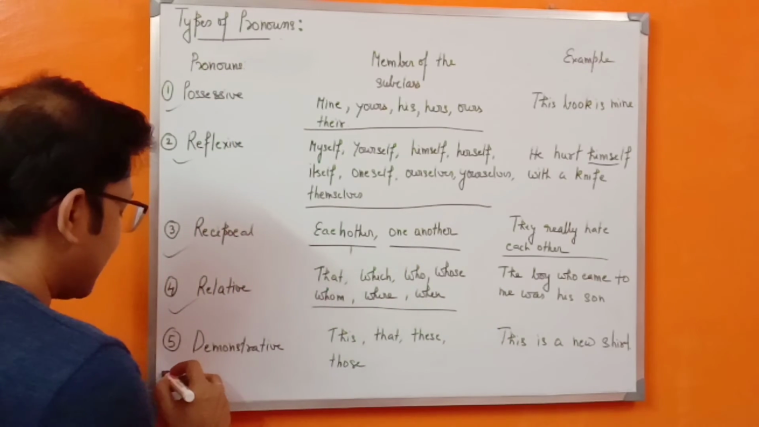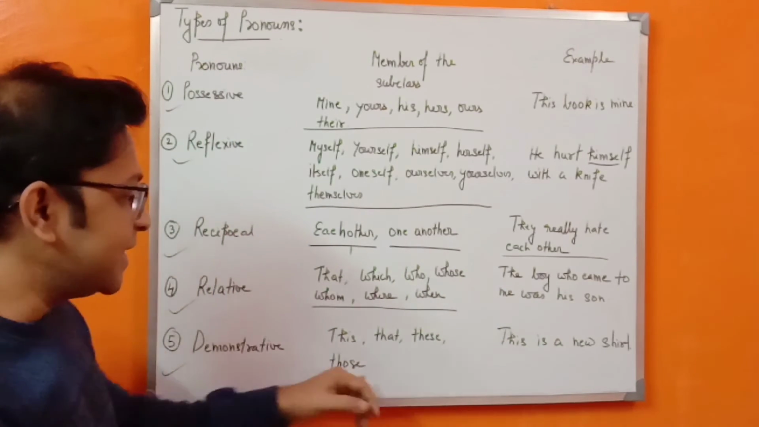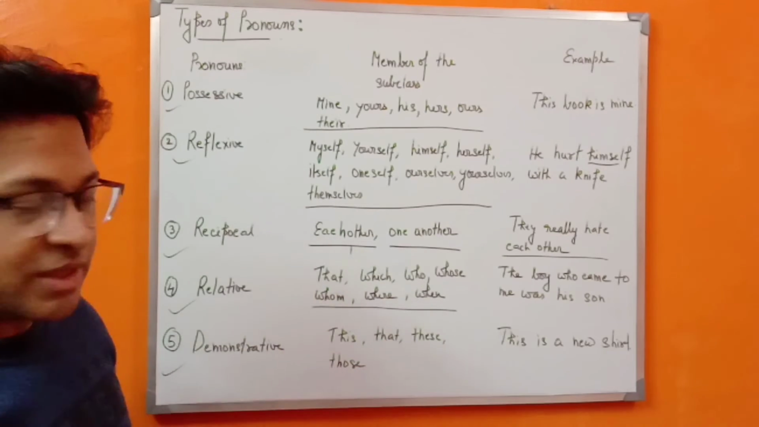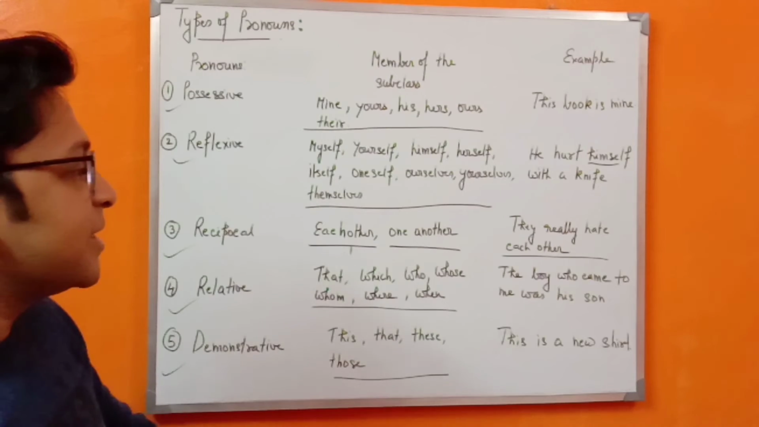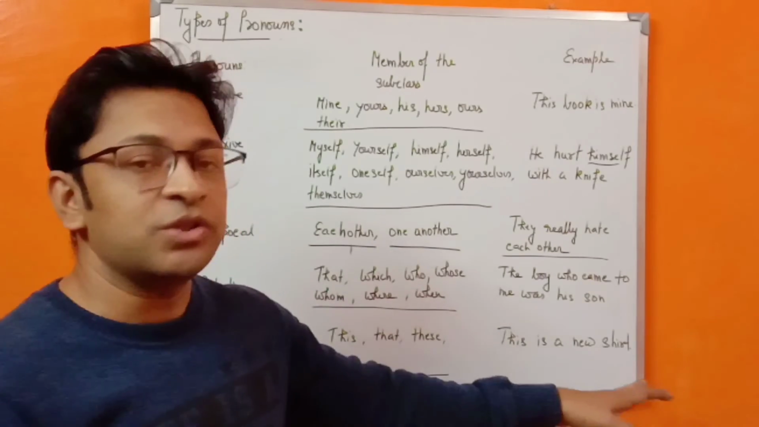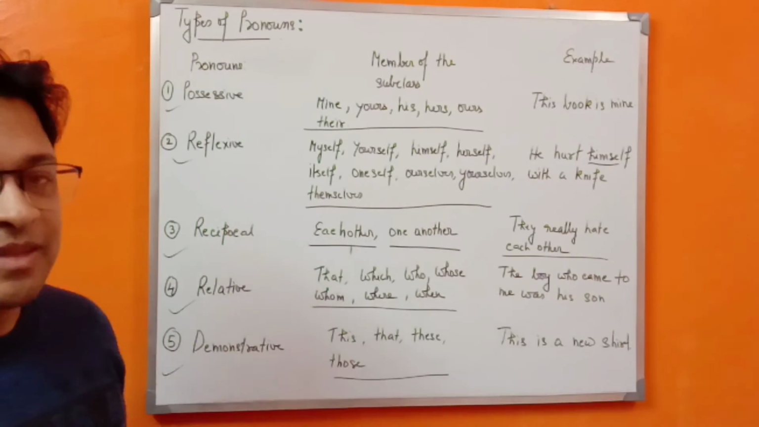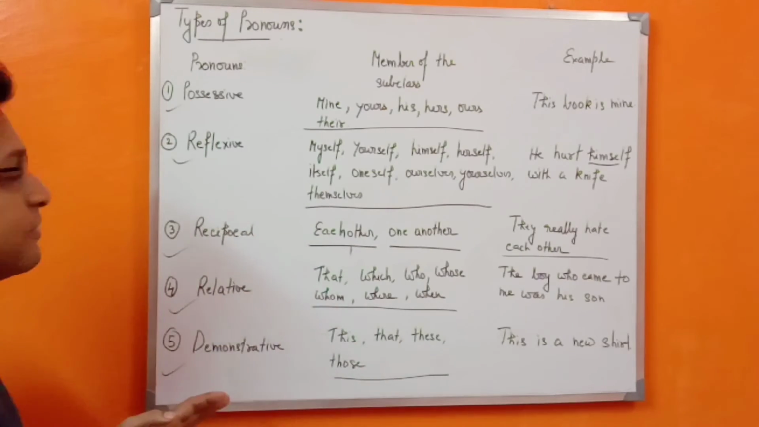Last one, number 5, is the demonstrative pronoun. This, that, these, those. These are the demonstrative pronouns. How are they used in a sentence? This is a new shirt. So these are the examples of these 5 kinds of pronouns.